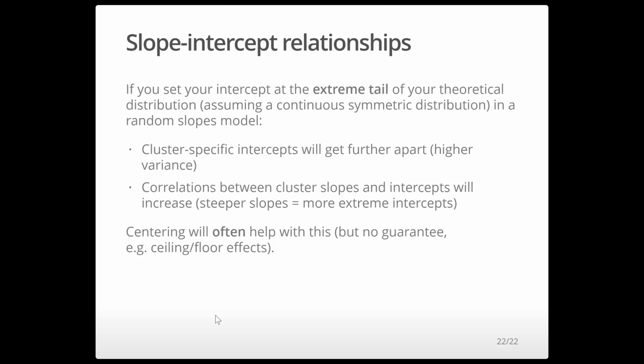So if you center, you're bringing everything more towards the middle. So you're both reducing the variability in your intercepts and reducing the correlation between your intercepts and your slopes. So centering is often going to help with this. It's not guaranteed to help in the case of ceiling and floor effects, for example, among other possibilities. But in general, this is an advantage that centering has: it reduces the variability in our intercepts and it reduces the correlation between our random intercepts and random slopes.